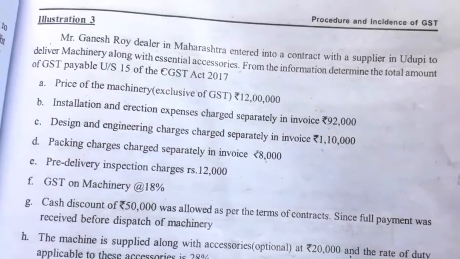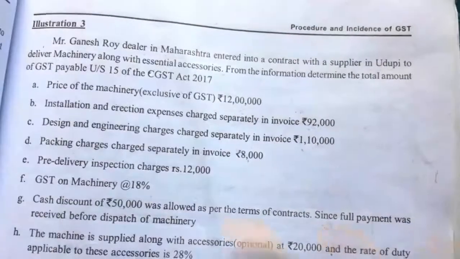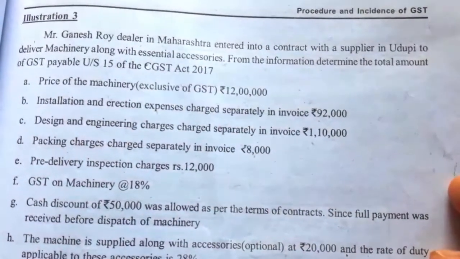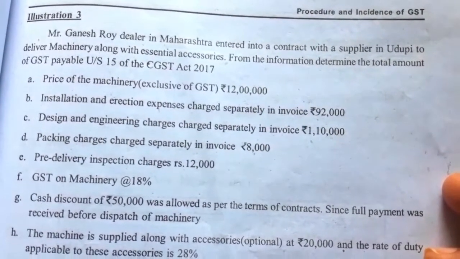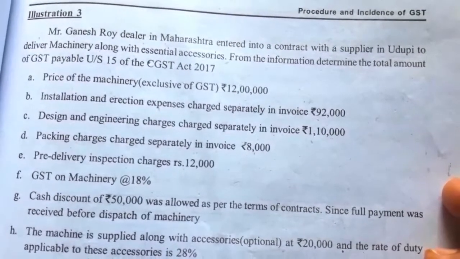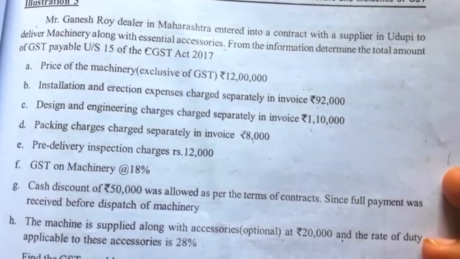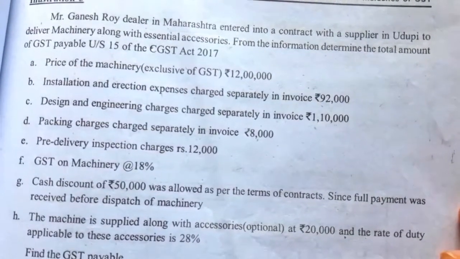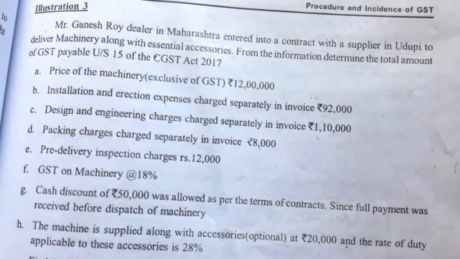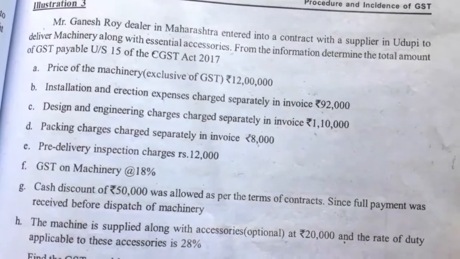Hello students, today we will learn about illustration number 3. Now, see the question, I'll read it out. Mr. Ganesh Roy, dealer in Maharashtra, entered into a contract with the supplier in Udupi to deliver machinery along with essential accessories. From the information, determine the total amount of GST payable under section 15 of CGST Act 2017.